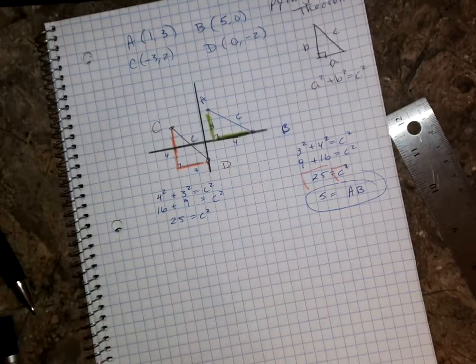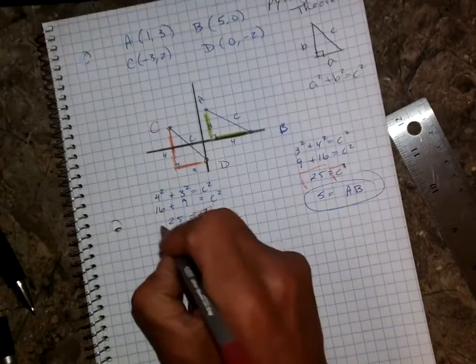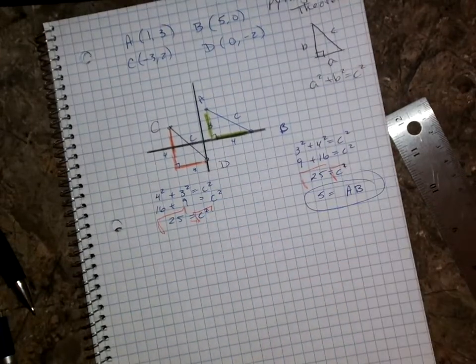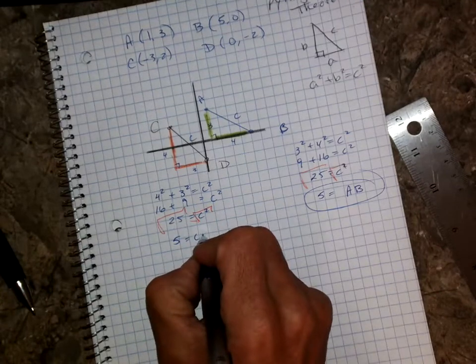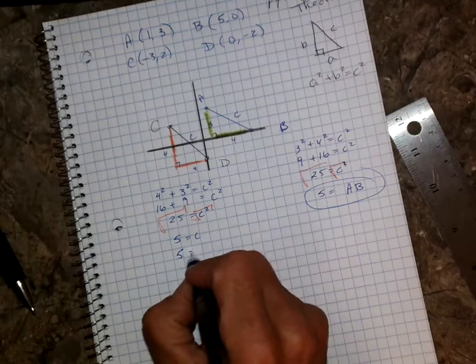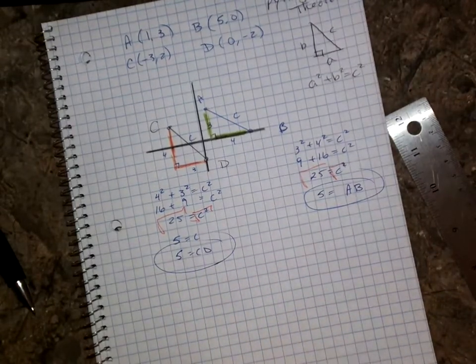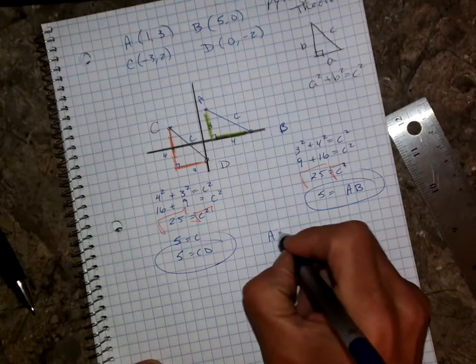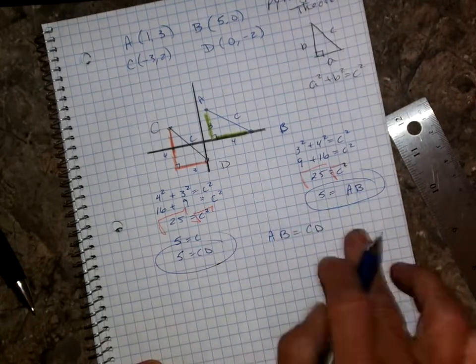It's the same problem, isn't it? I like that. Okay, to solve for C squared, I square root both sides, and the square root of 25 is 5, and that's the value of C, which we know is really CD. So here's what I know. They have the same length, so here's what I'm going to state. I'm going to say that AB is equal to CD, because they have the same length.